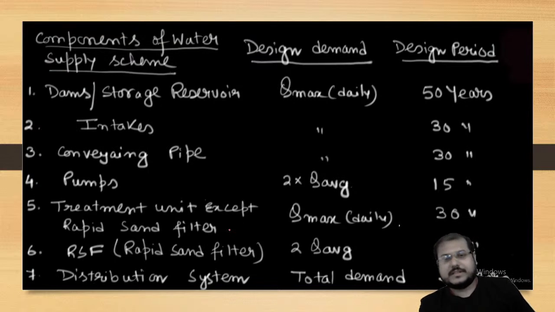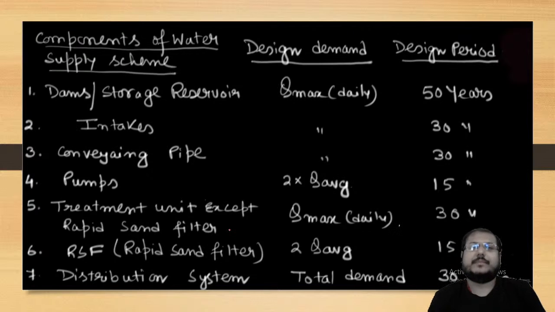For the distribution system, the design demand is the total demand and the design period is 30 years. So what is total demand? It's the maximum among coincidence demand and Qmax hourly. What is coincidence demand? It's the summation of Qmax daily and fire demand.